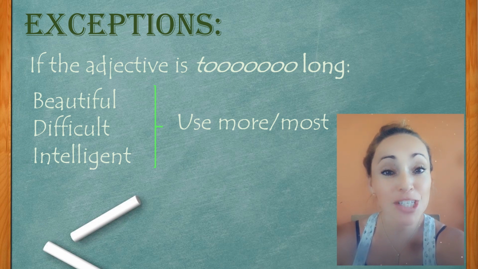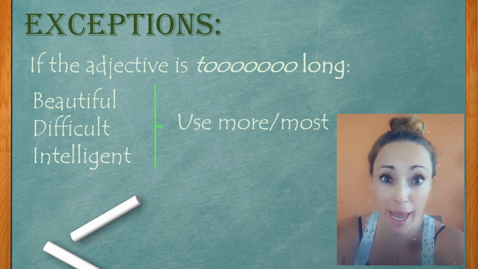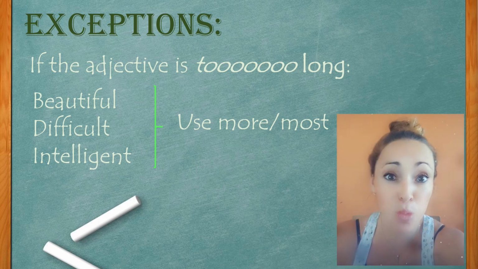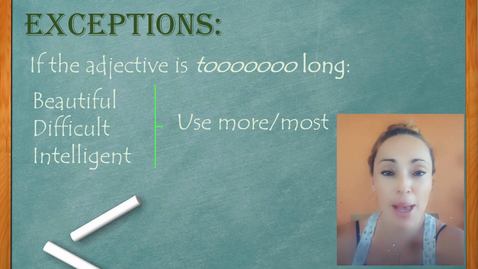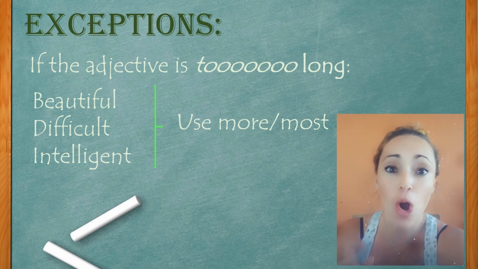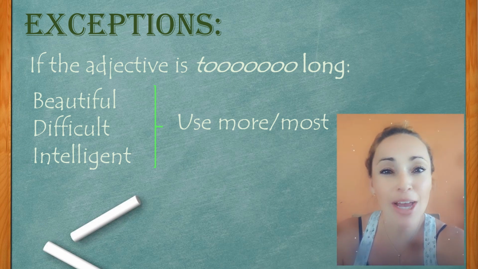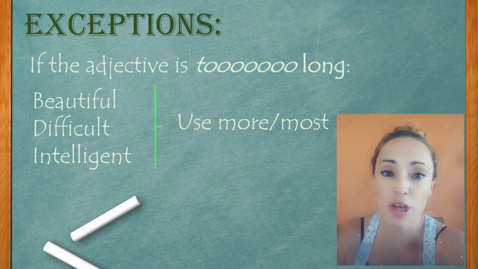Okay, here comes the tricky part, so pay attention. We're going to talk about the exceptions, okay? You have to memorize this like a rule, okay? When the adjective is too long, like beautiful, difficult, or intelligent, we cannot add er or est. We have to use more or most. For example, the most beautiful, the most intelligent, the most difficult, and in comparative we have to use more difficult, more intelligent, or more beautiful.